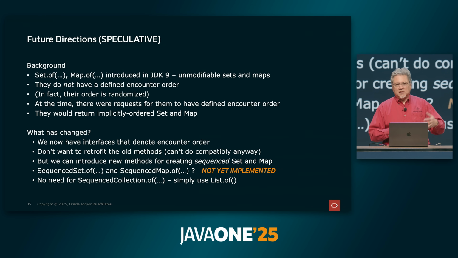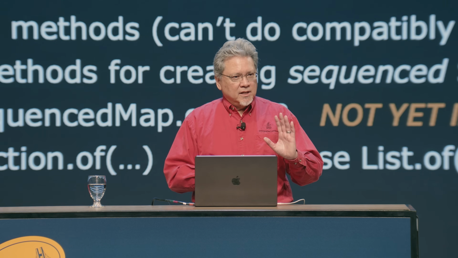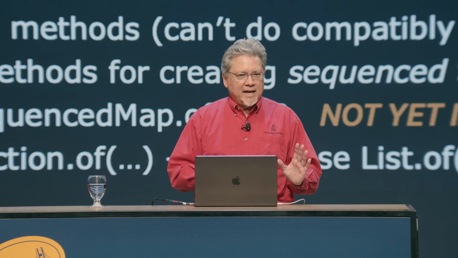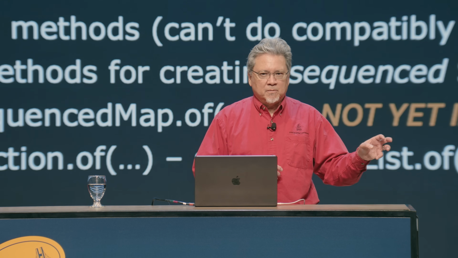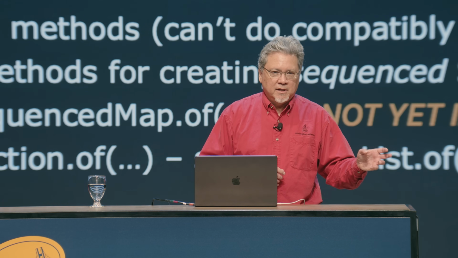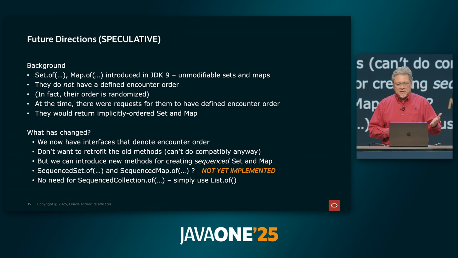There was a bunch of discussion at the time that said, oh, actually, some programs prefer having something that has a defined encounter order. So there was some back and forth about whether Set.of and Map.of should actually define an encounter order. And in fact, the decision was no, they do not define an encounter order. In fact, it's randomized. But you can see the missing type again. If Set.of had a defined encounter order, the type would be indistinguishable from, say, a HashSet, which does not have a defined encounter order. So again, there's a missing type that says this set or this collection has an order.